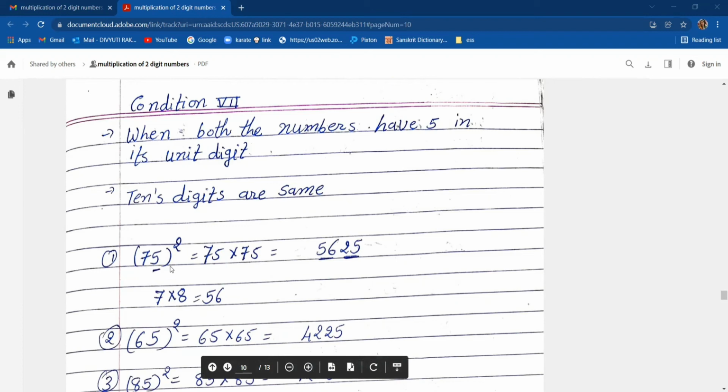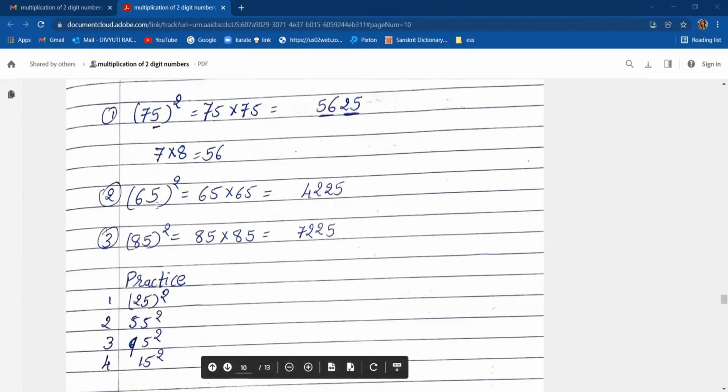first example is 75, right? So 75 can be written as 75 into 75. 75 square, so 75 into 75, and when 5 is there at unit place, you should simply write 5 square, so it is 25 in the last two digit places, and then the tens digit you need to multiply with its next consecutive number, that is 7 8s are 56. That 56 you will write at the beginning. So answer will be 5625, 5625. Simple, na?